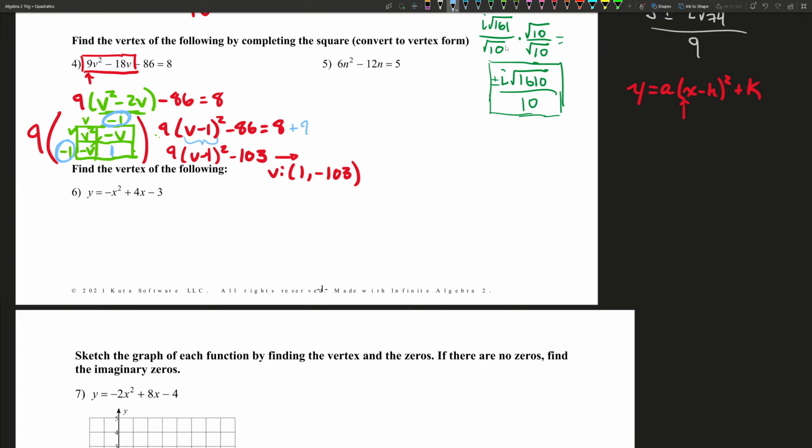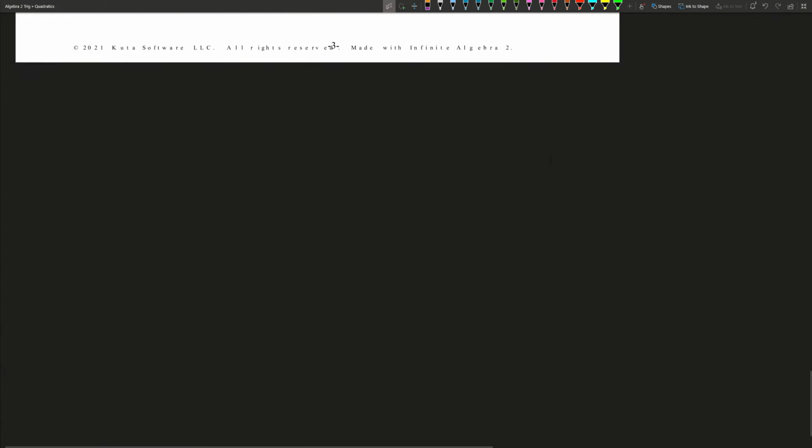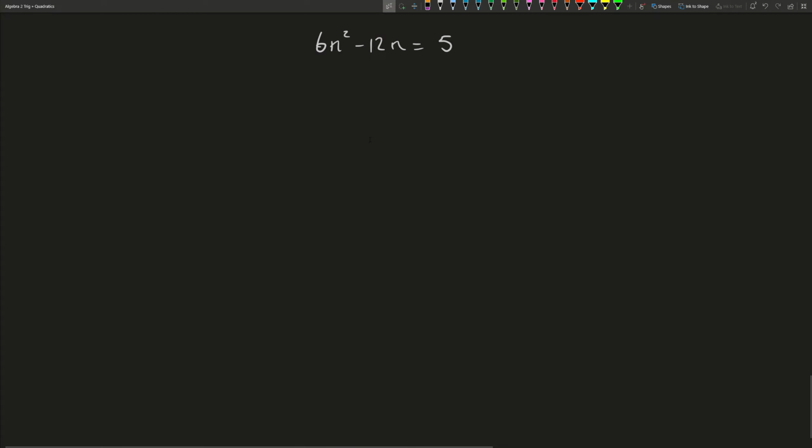Okay, I want to go on to the next one just so people can see it. And I'm going to do this somewhere different so I have room to show you. So 6n squared minus 12n equals 5. Okay, so same problem, just different place. When we are completing the square, we are only worried about the two terms with n, or our variable, attached to it. So for us right now, that's everything on the left-hand side.